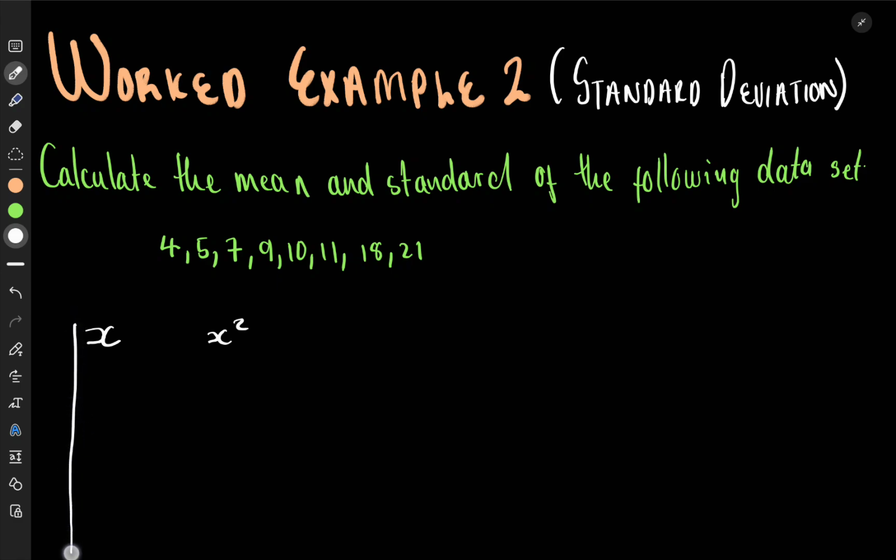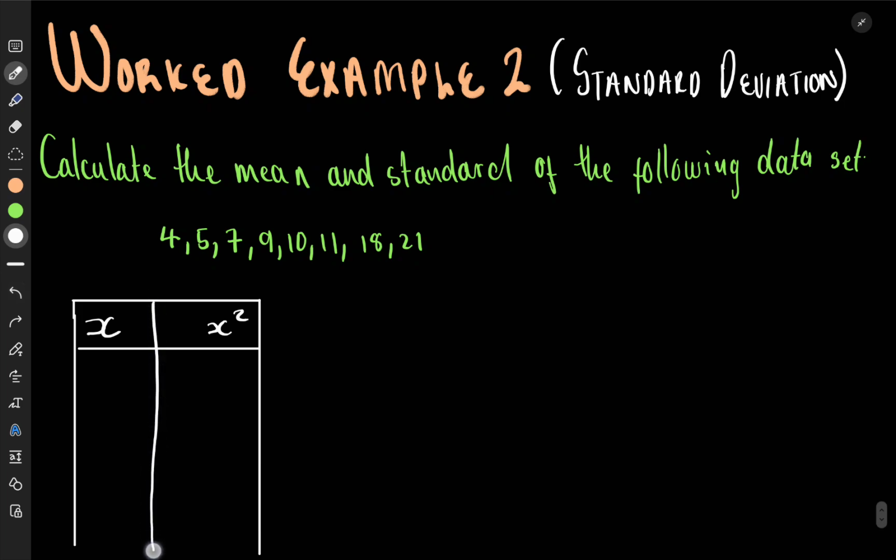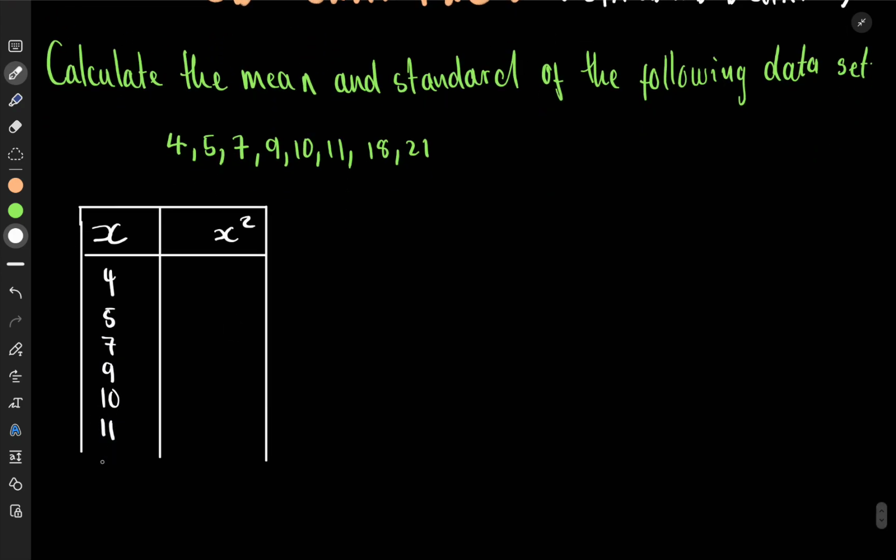Let's put the data. So here we're going to be having all our data. It's going to be 4, and then 5, and then 7, and then 9, and then 10, and then 11, and then 18, and then 21. So this is our data. You can make a table better than I can, I'm sure.